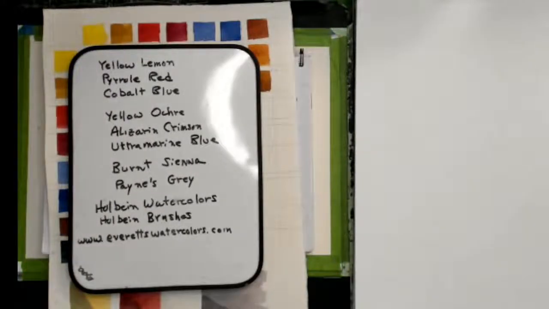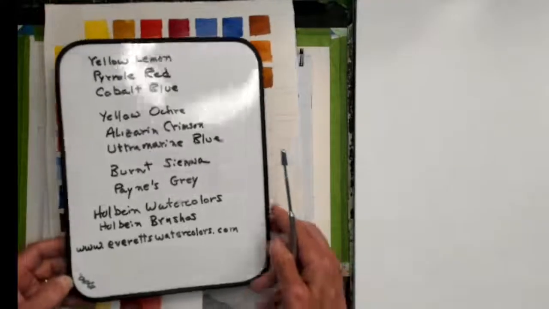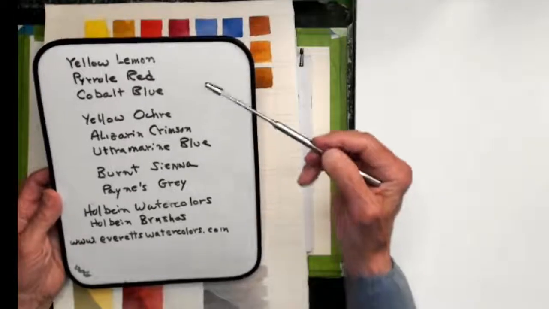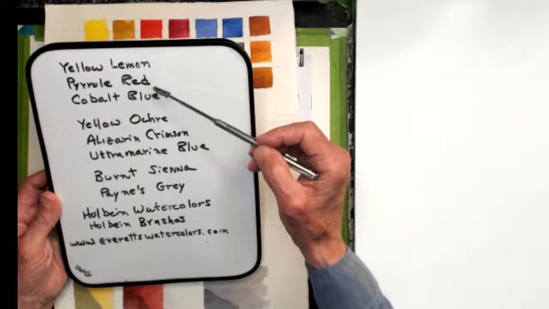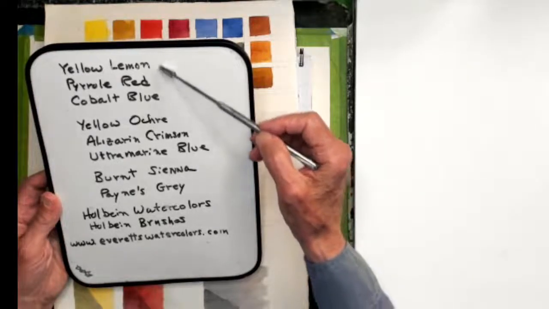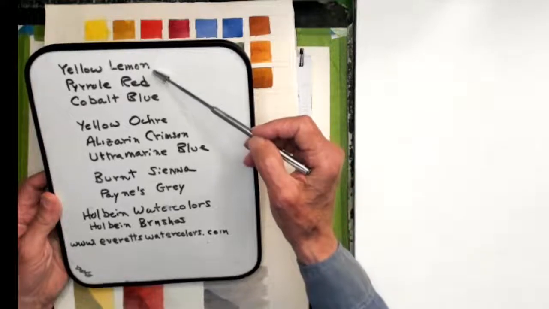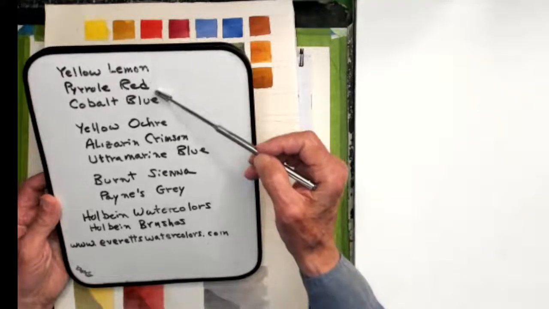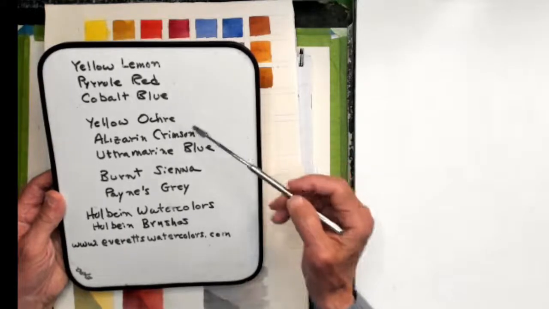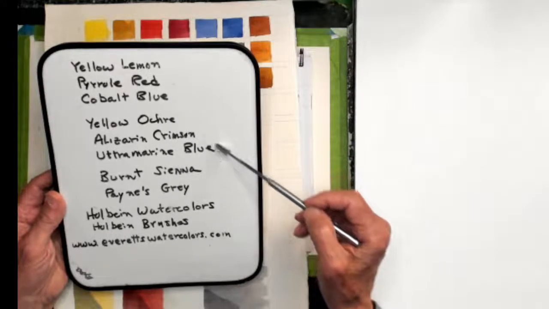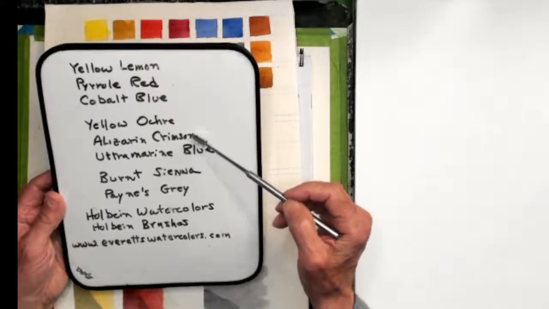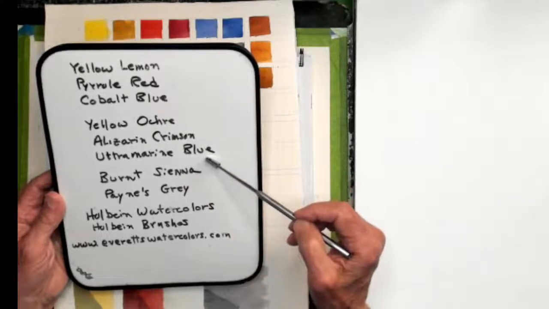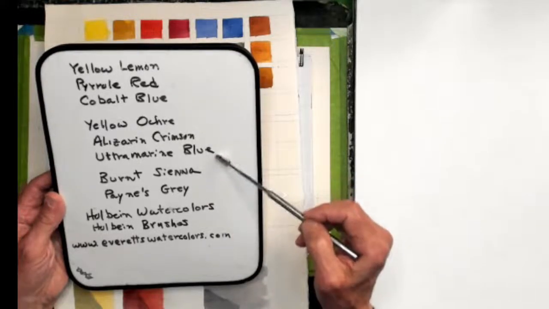I'm going to be using basically two primary sets. The first is lemon yellow, Pyrrole Red, and Cobalt Blue. That's my one set of primaries: yellow, red, and blue. I'm going to use the second primary set of Yellow Ochre, which is a little darker yellow, Alizarin Crimson, which is a much darker red, and Ultramarine Blue. So that's my second primary set.